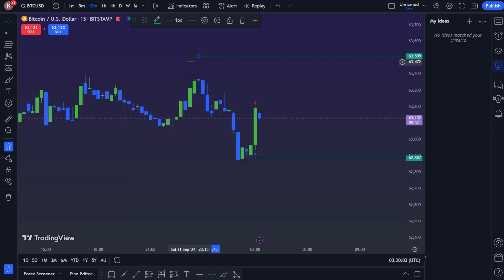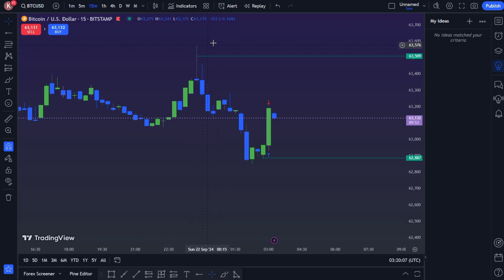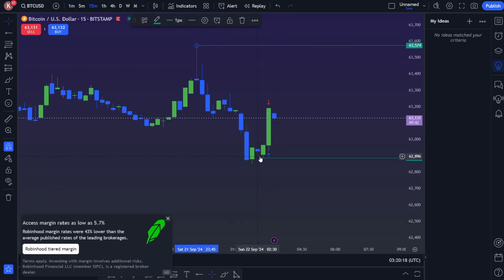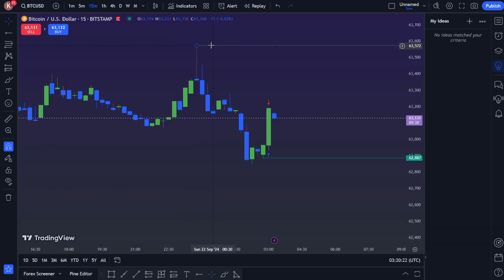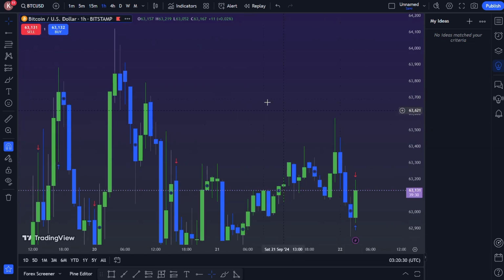Does this make sense? No, it's in the middle of a wick. You can't put a level in the middle of a wick. You can only put a level on top of a wick, right? You only put levels on top of wicks. So that doesn't make sense, right? No, right?